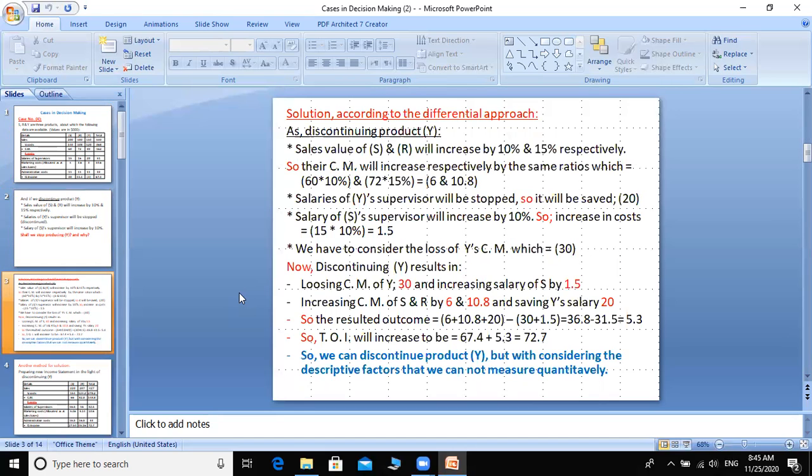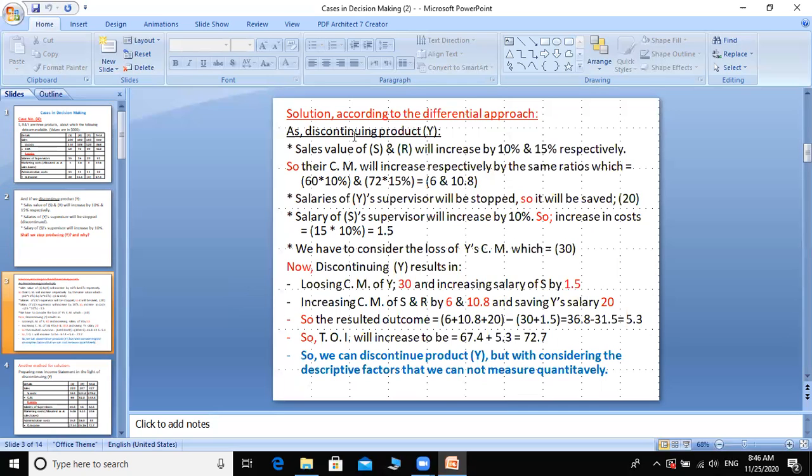Always when we solve the cases in decision making, we may solve by the applied method or the normal method or the differential approach method. Differential approach, as I told you in the live lecture, we call it قصر وهات من الآخر. What is meant by قصر وهات من الآخر? Shortcut solution. إنك توصل للسوليوشن بأقصر طريق.